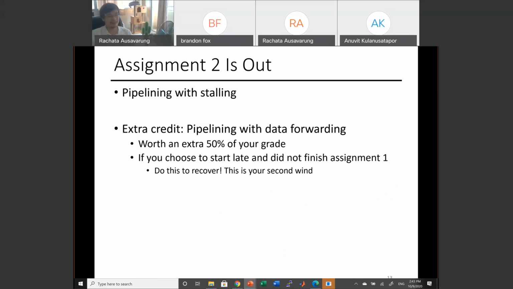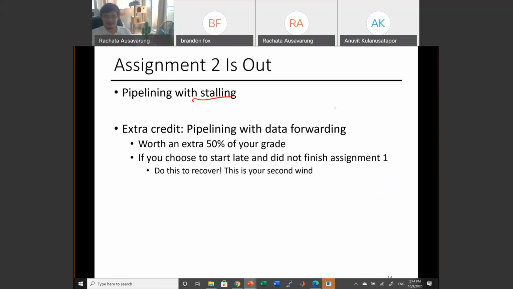One more thing, assignment 2 is out. Basically what I want you to do is do pipelining. And you don't have to do data forwarding. Basically, just implement the stalling version. If you have data dependency, stall your code. This should be pretty simple.